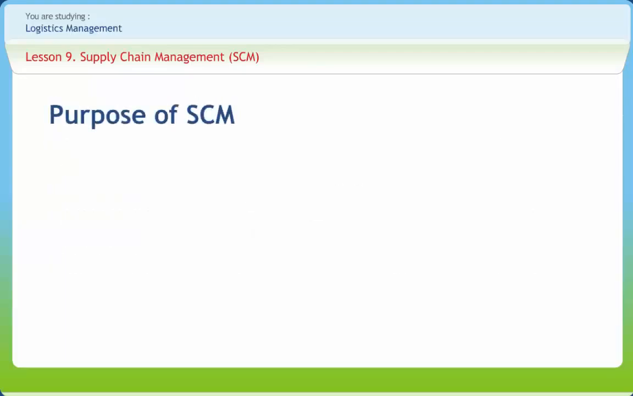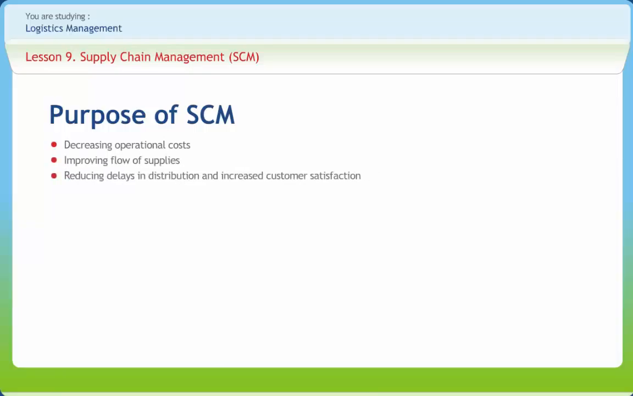As a layperson, we can say that the main objectives of SCM include decreasing operational costs, improving flow of supplies, reducing delays in distribution and increased customer satisfaction, which brings compelling bottom line benefits to the enterprise.